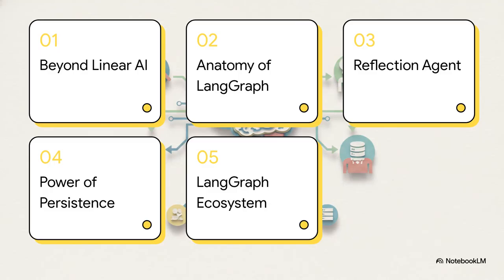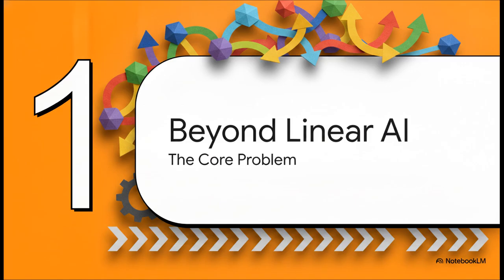Here's our roadmap for today. We'll start with moving beyond linear AI workflows, then break down the anatomy of LangGraph, build a reflection agent, explore the power of persistence, and wrap up with the LangGraph ecosystem. Section 1. Beyond linear AI workflows.